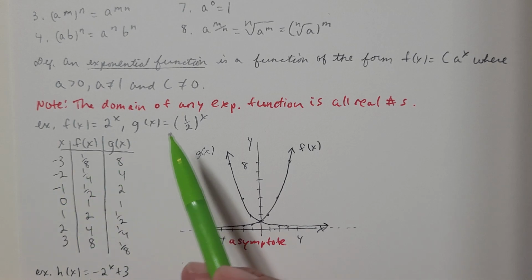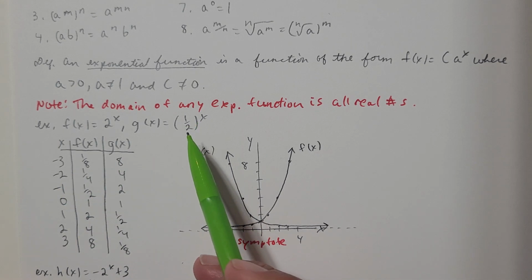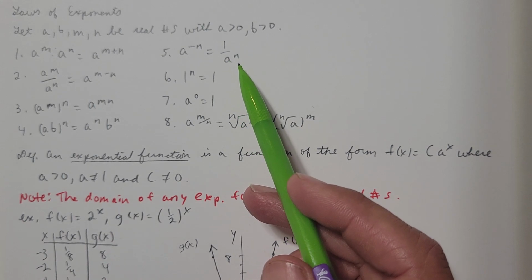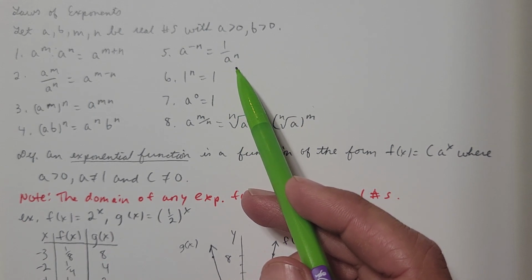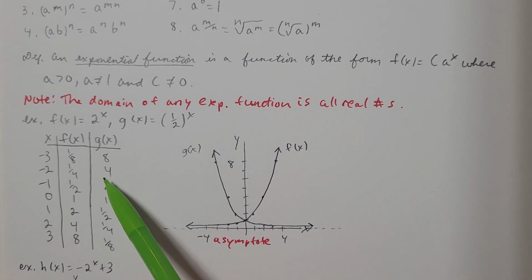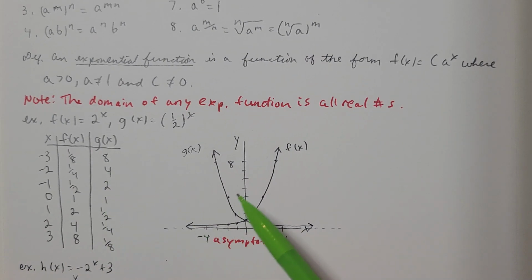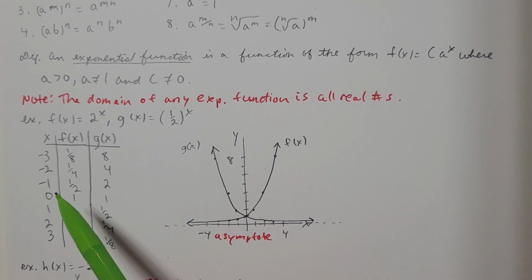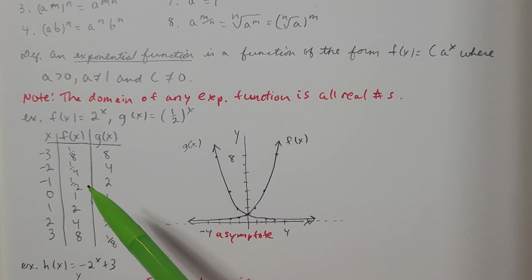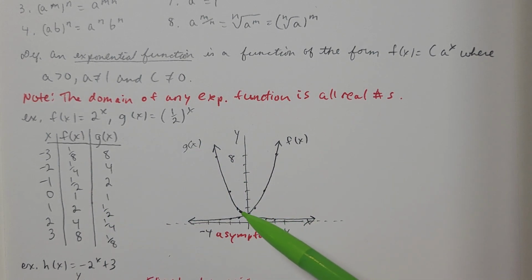If we let x be -2, 1/2 to the -2nd power, that'd be the same as 1 over 1/2 squared, or 1 over 1/4, which is 4. Okay, so -2, 4 is on the graph. If x is -1, 1/2 to the -1st power, that'd be 2. Okay, so -1, 2 is on the graph.